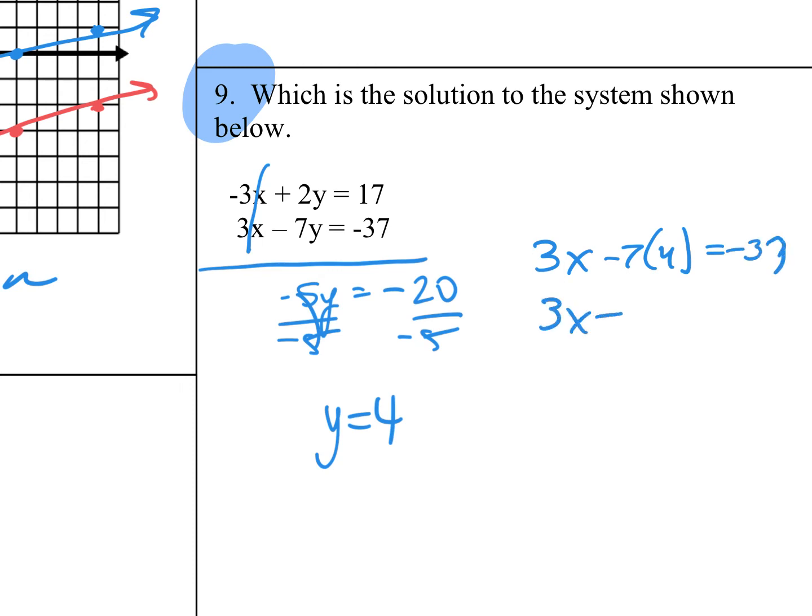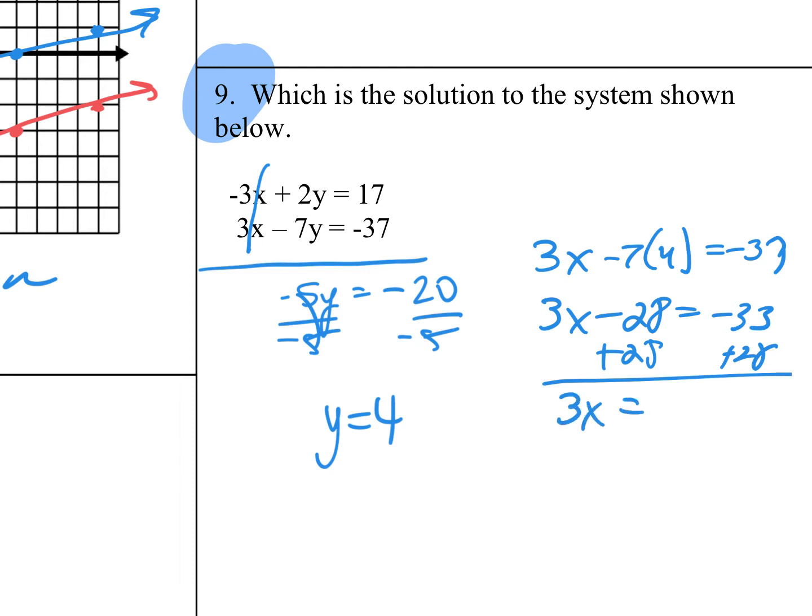So I have 3x minus 28 equals negative 33. Add 28 to both sides. 3x equals what's negative 33 plus 28? Negative 5... wait, negative 9? Okay, divide both sides by 3. What's negative 9 divided by 3? Negative 3.